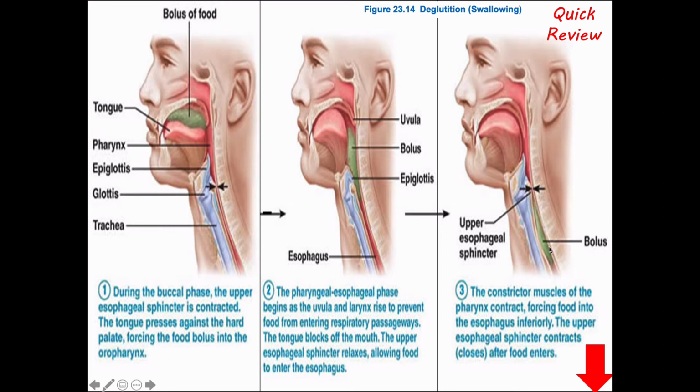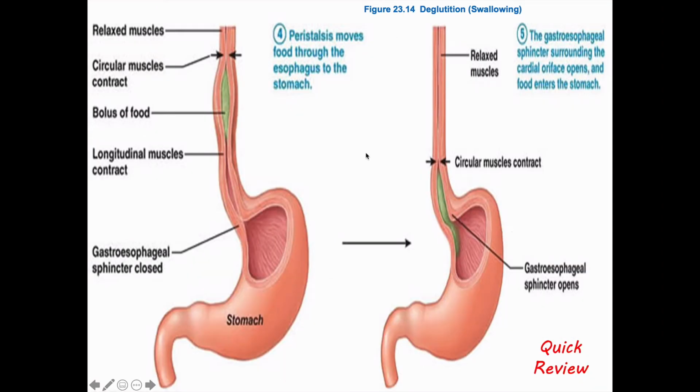This is called a bolus, that is going into the stomach. As I showed you in the previous lecture, the peristaltic movements are propelling the food towards the stomach. This gastroesophageal sphincter always remains closed. When the food comes here, the sphincter opens and the food goes into the stomach, and it closes.